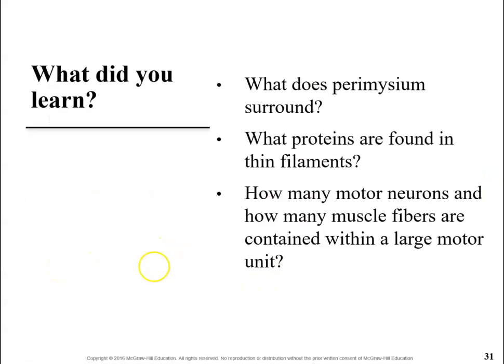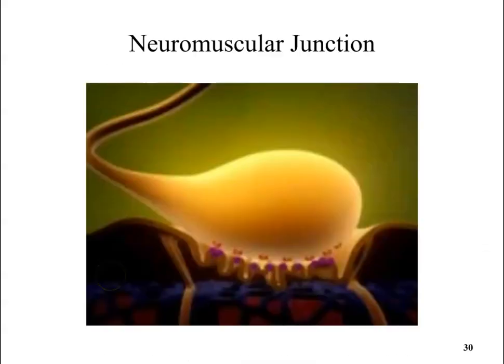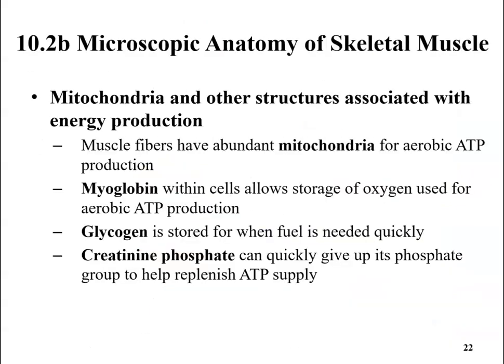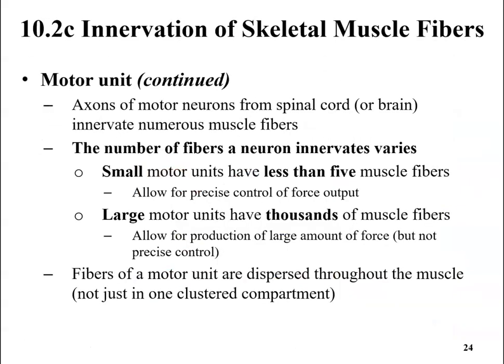Okay, how many motor neurons and how many muscle fibers are contained within a large motor unit? Well, going back here just a minute. Remember that small motor units have less than 5 muscle fibers, but the large motor units are going to have thousands of muscle fibers. And remember that each motor unit only has one neuron associated with it. That's what makes it a motor unit.